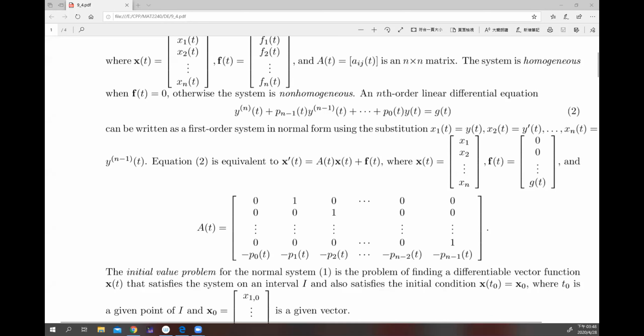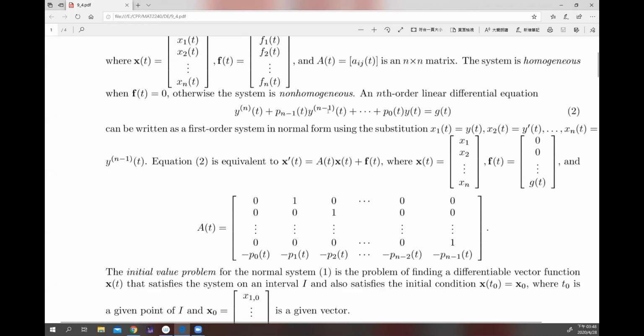All right, next let's take a look at the notes starting from here. So an nth order linear differential equation is in this form: y to the nth derivative plus p n minus 1 of t times y to the n minus 1 derivative, down to p naught times y of t, is equal to g of t. Now this is an nth order linear differential equation.